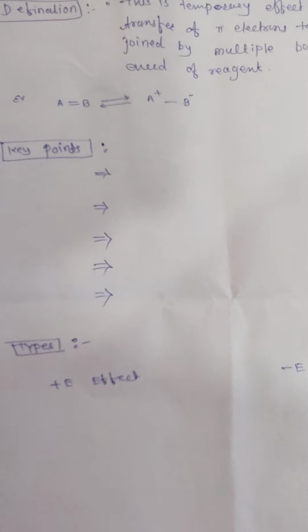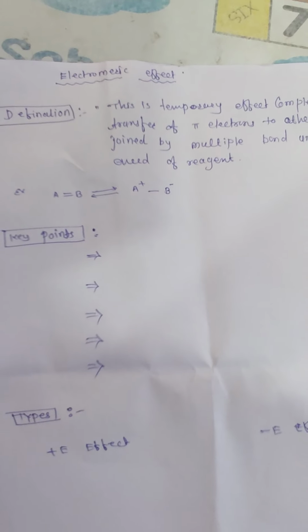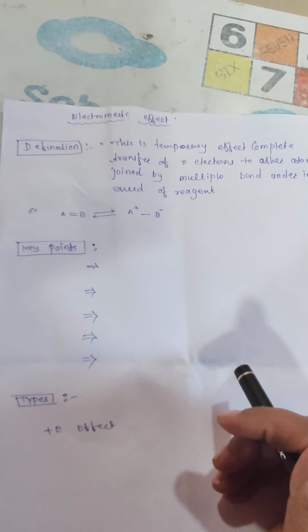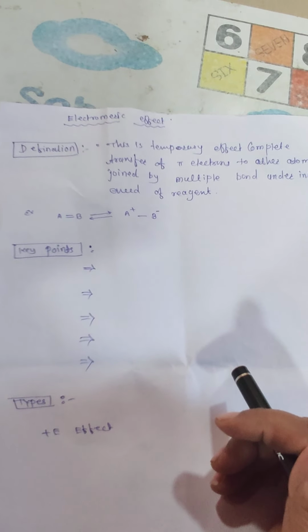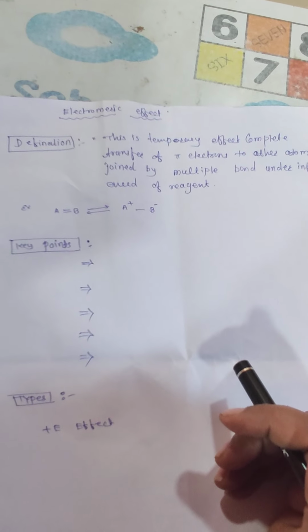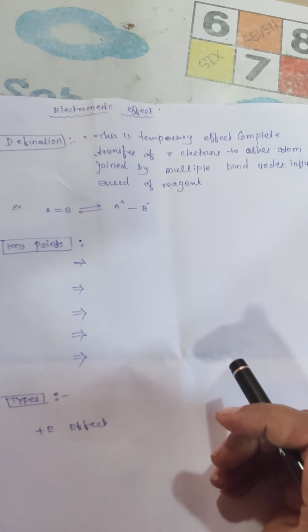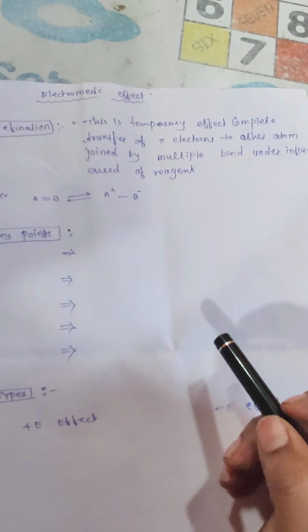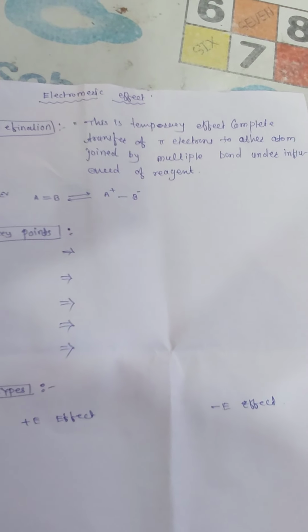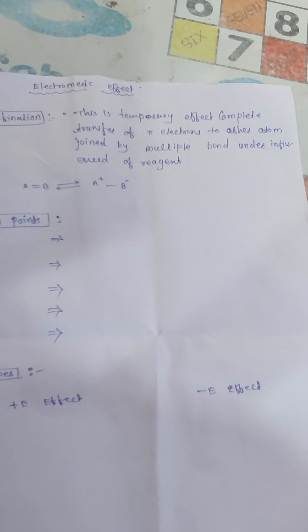First, the definition of electromeric effect. Definition: this is a temporary effect, the complete transfer of pi electrons to the other atom joined by a multiple bond under the influence of a reagent. It means that it is a temporary effect, and in this effect there is a transfer of pi electrons by the influence of any other reagent.